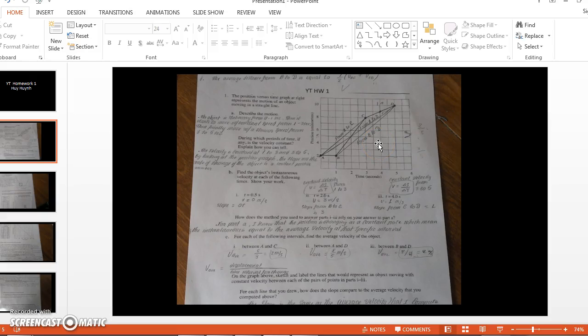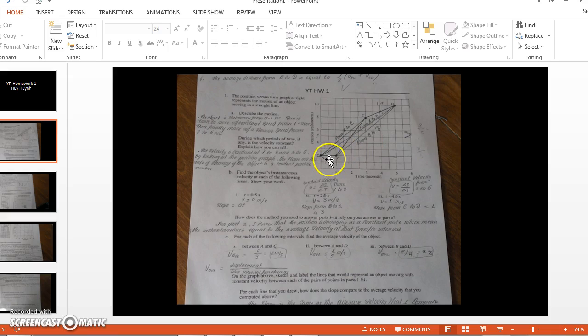Okay, so for number one, describe the motion. I got that the object is stationary from 0 to 1 second, then it starts to move with constant speed from 1 to 3 seconds, then finally moves with a slower speed from 3 to 5 seconds.